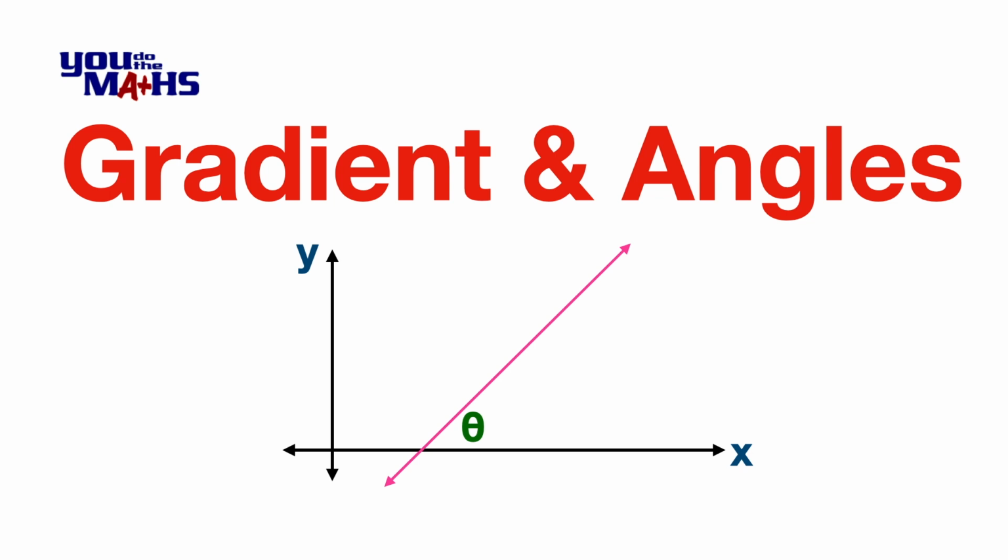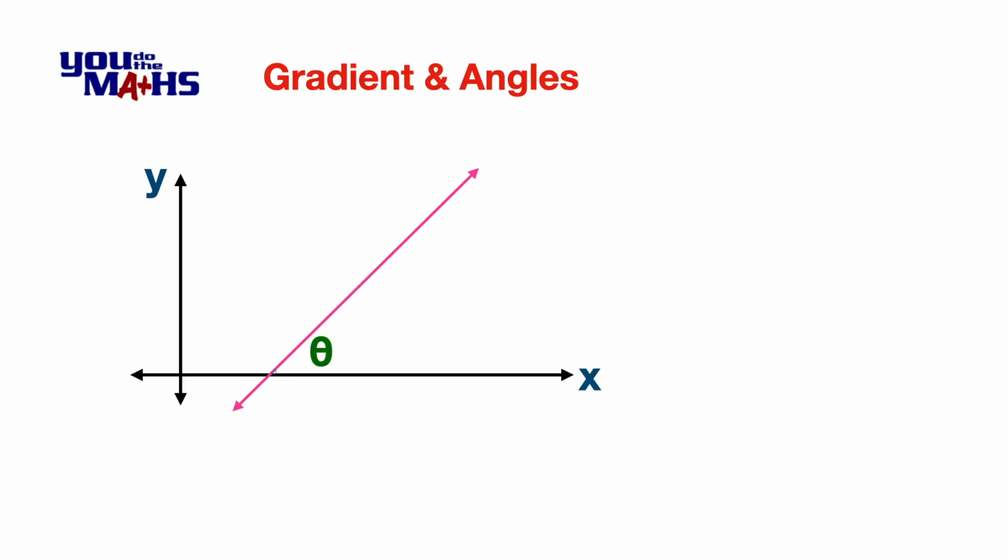In this video, we have a look at how the gradient of a line ties in with the angle that that line makes with the horizontal axis. Let's consider this example with a line and angle theta between the line and the x-axis. What we'll do first up is we'll create a triangle so we can determine the size of the angle.